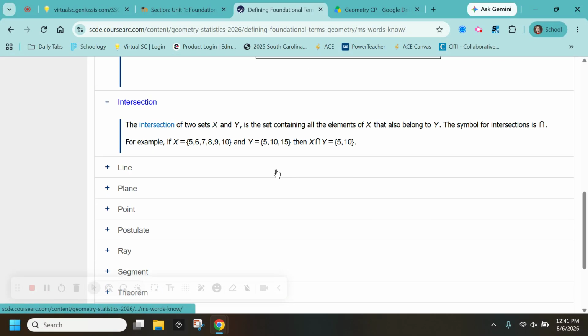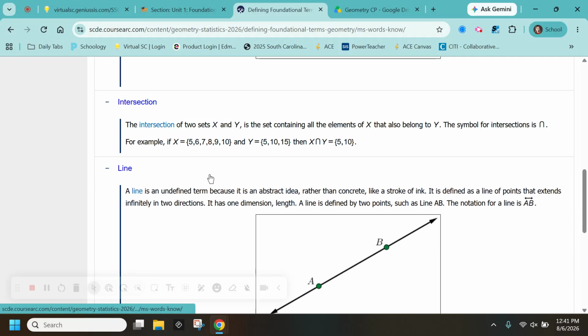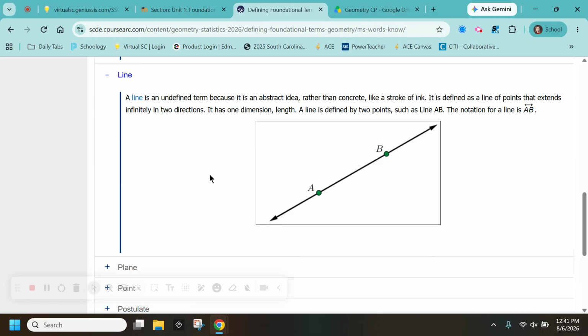An intersection of two sets X and Y is the set containing all the elements of X that also belong to Y. And the symbol for intersection looks like an upside down, or not upside down, a lowercase n. A line is an undefined term because it's an abstract idea rather than concrete. It is defined as a line of points that extends indefinitely or infinitely in two directions. It has one dimension, length. We label it as line AB, or notation is a line with 2 arrows above it.